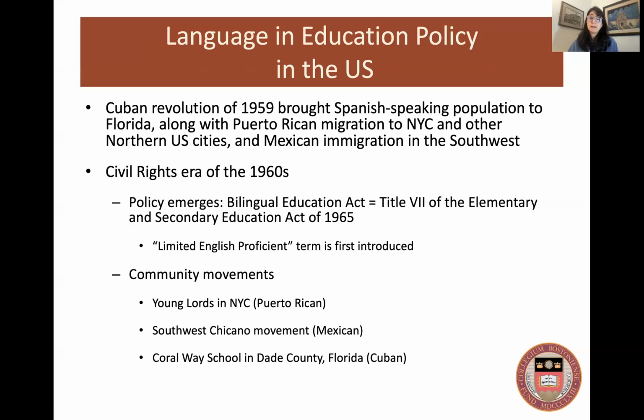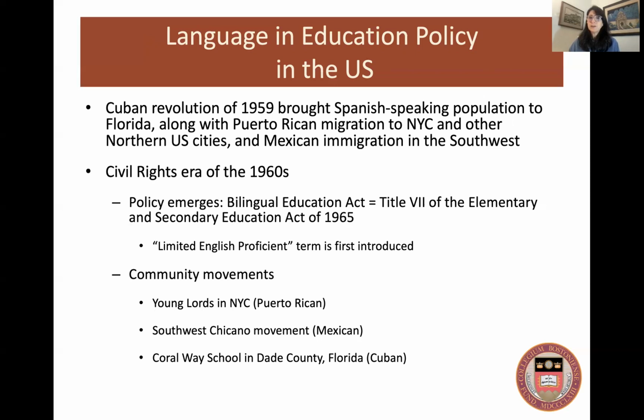Then within the decade, we have the civil rights era, and there was a lot of policy emerging during this time. One of the most important acts for bilingual education was the Bilingual Education Act from 1965, which was part of Title VII. There are different titles in education law, and Title VII included the Elementary and Secondary Education Act. That title included the Bilingual Education Act as well, and the term limited English proficient was introduced at this point. We'll talk about what that involved when we talk about some of the most important Supreme Court cases.